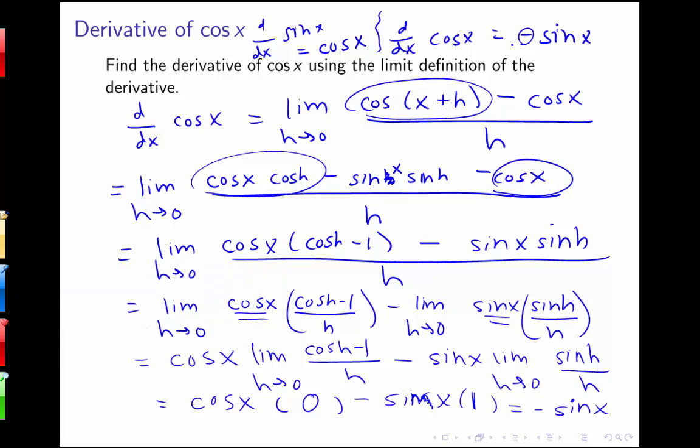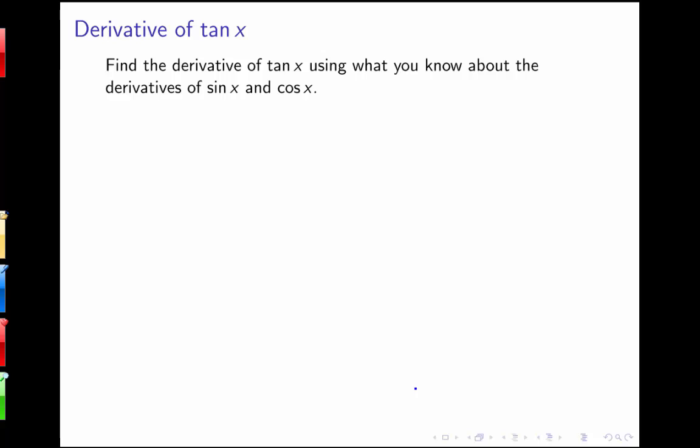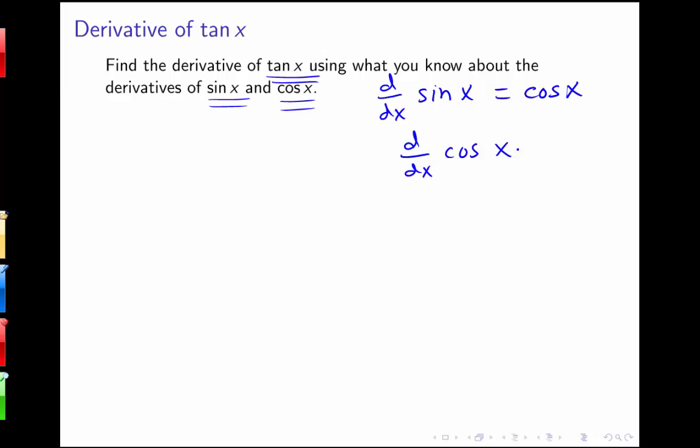Okay, so we've got these two rules and we've gotten a little bit of practice using these limits. So we want to look at finding the derivative of one more function and seeing how, using these rules for sine and cosine, we can find the derivatives of the four other trig functions. Here we want to find the derivative of tangent x using what we know about the derivatives of sine and cosine. Again, we know that the derivative of sine is cosine, and the derivative of cosine is negative sine. We've now shown that using the limit definition.